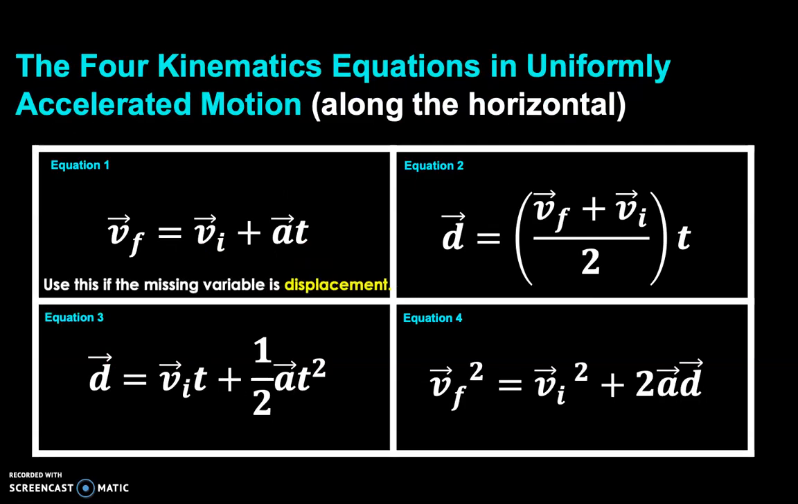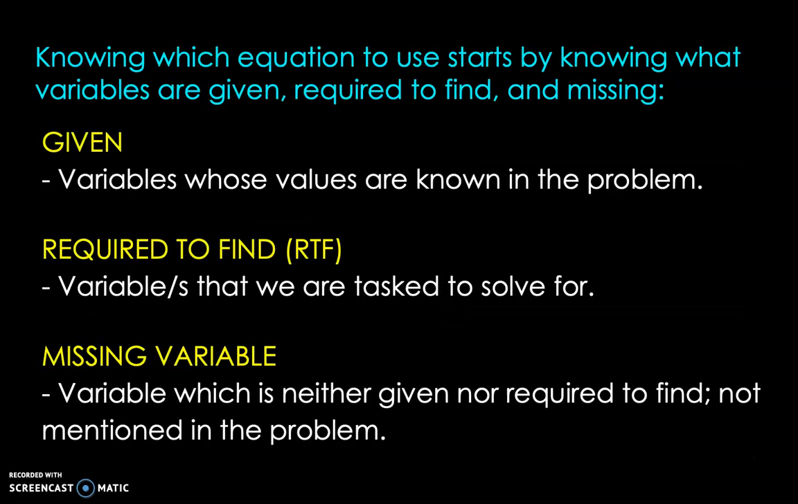Now let's have an example. So we have four equations, as you can still remember. So when do we exactly use each one of them? I'd like to emphasize something about the missing variable because you might be thinking, Miss Leia, if the missing variable is not mentioned at all in the problem, why is it important that we identify what the missing variable is? It's simple. The missing variable makes you decide what equation to use. Because whatever is the missing variable in a given physics problem, you have to pick the equation that does not contain that missing variable.